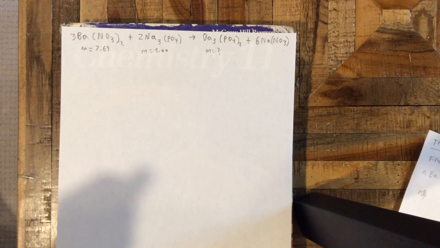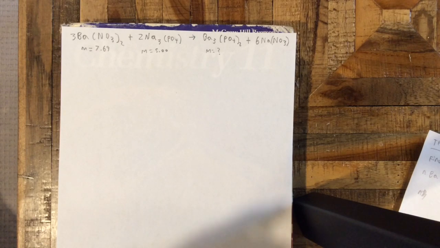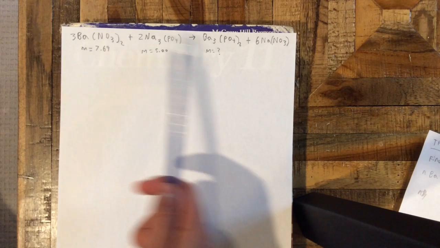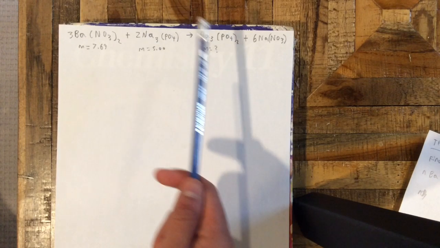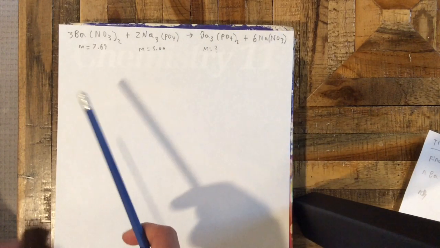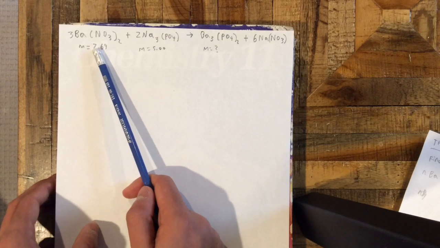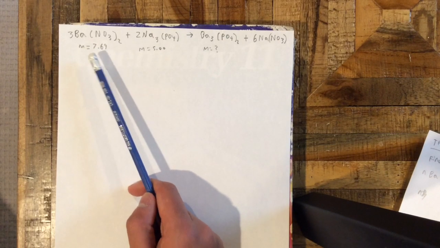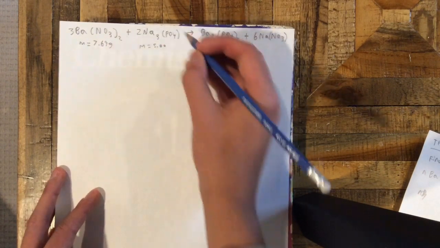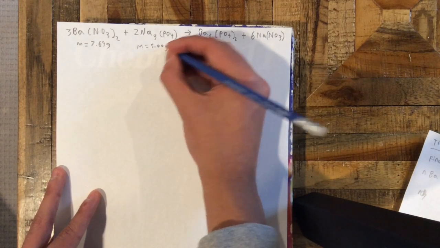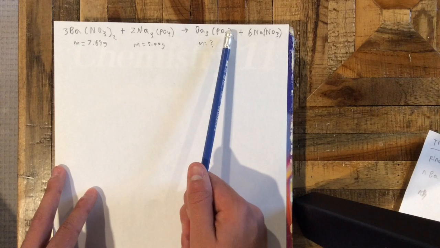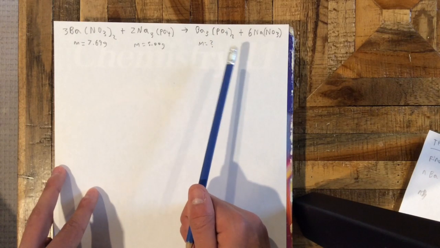Alright, so today we're going to be looking to figure out the actual yield of barium phosphate. So as we can see in this reaction, barium nitrate reacts with sodium phosphate to form barium phosphate and sodium nitrate. Now the masses are listed below. Mass of barium nitrate is 7.69 grams. The mass of sodium phosphate, 5 grams. And then we're looking to find the actual yield, eventually, of barium phosphate.